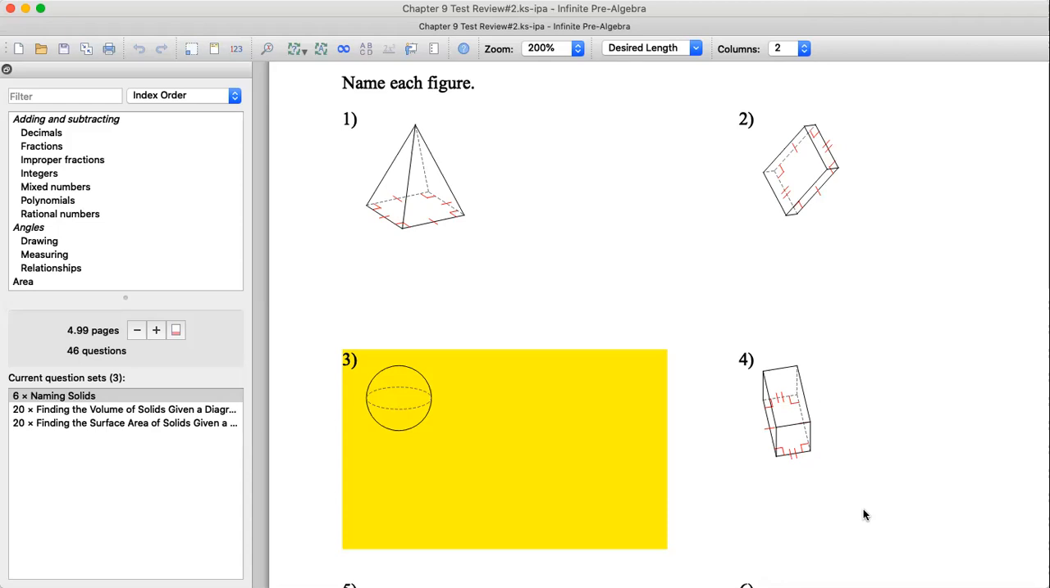Secondly, common mistakes. Common mistakes are I leave off units. My units are backwards, like I put square for volume and cube for surface area. Remember, all the volume ones end in cubes. All of the surface area ends in squares.